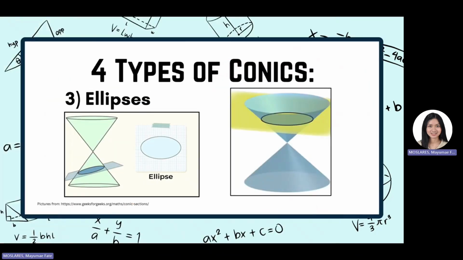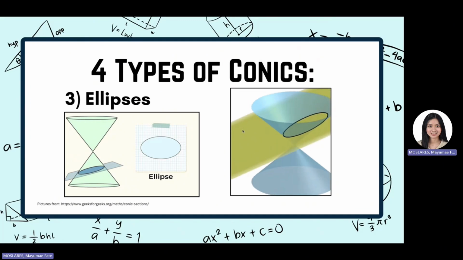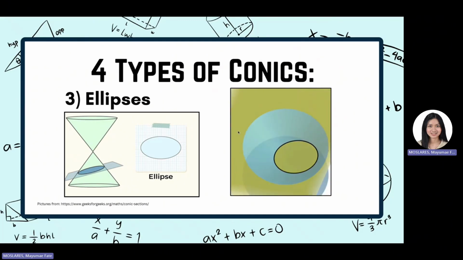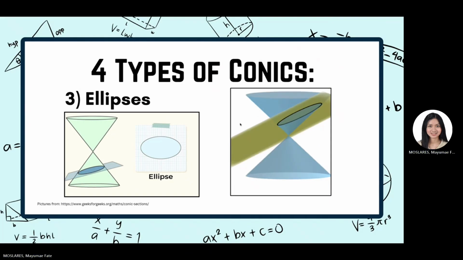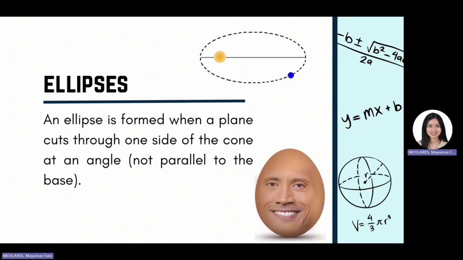The third one would be ellipses. An ellipse is quite similar to a circle. However, the difference is that it is tilted at an angle and crosses only one side of the cone. An ellipse has two foci, and the sum of distances from any point on the curve to each focus is constant. Look at running tracks, planetary orbits, or even eggs.